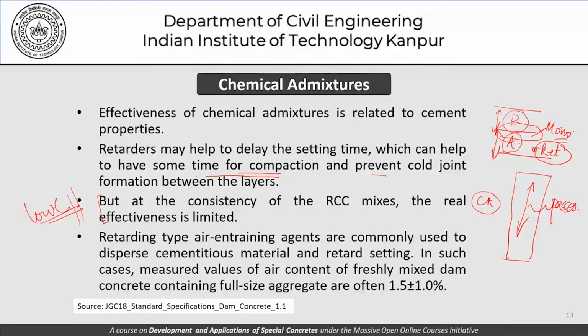Retarding type air entraining agents are commonly used to disperse cementitious particles and retard setting. In such cases, measured values of air content of freshly mixed dam concrete, for example, containing full-size aggregates, are often 1.5 plus minus 1%. So you could have air in the range of about 0.5 to 2.5% in the case of dams.